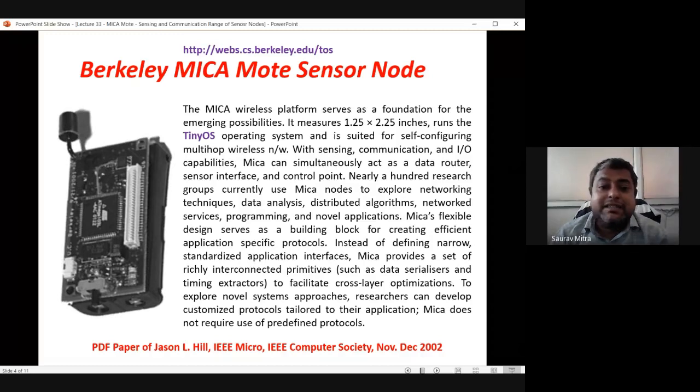Okay, so the work it does is networking techniques, it explores data analysis, distributed algorithms, network services, programming, novel applications. All these things are done internally by the MICA Mote WSN node. So MICA's flexible design serves as a building block for creating efficient application-specific protocols. Instead of defining a narrow standardized application interface, MICA provides a set of rich interconnected primitives. So what are the primitives? Data serializer and timing extractor. These are very primitive circuits that are also put in MICA to facilitate cross-layer optimization.